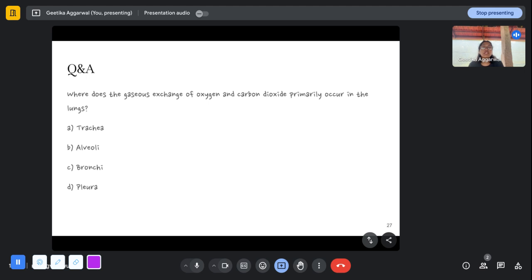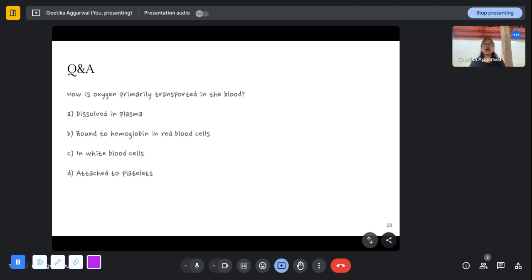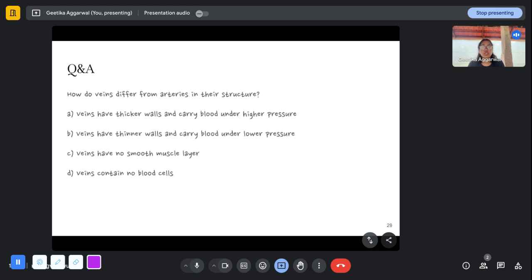Where does the gaseous exchange of oxygen and carbon dioxide primarily occur in the lungs? So, what is the part where the gaseous exchange occurs? We discussed it in the diagram. It's the alveoli. How is oxygen primarily transported in the blood? It's bound to the hemoglobin in the red blood cells. Everybody should know this.